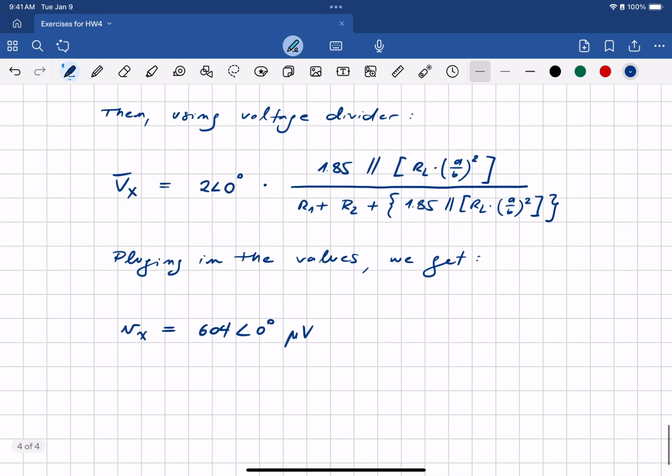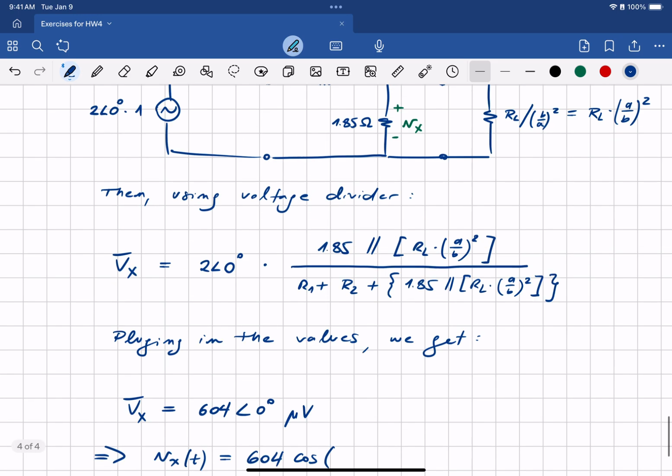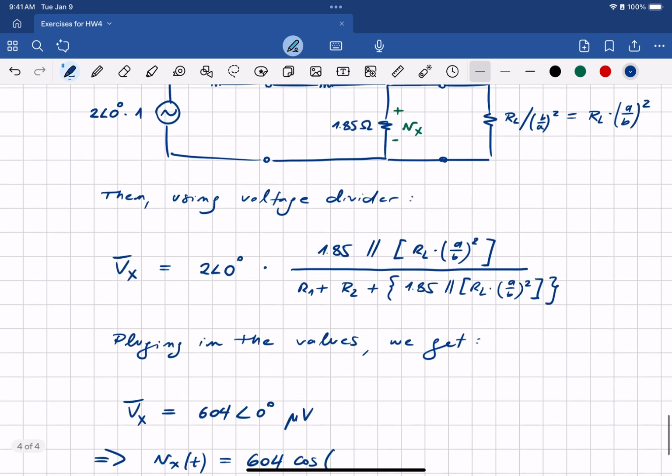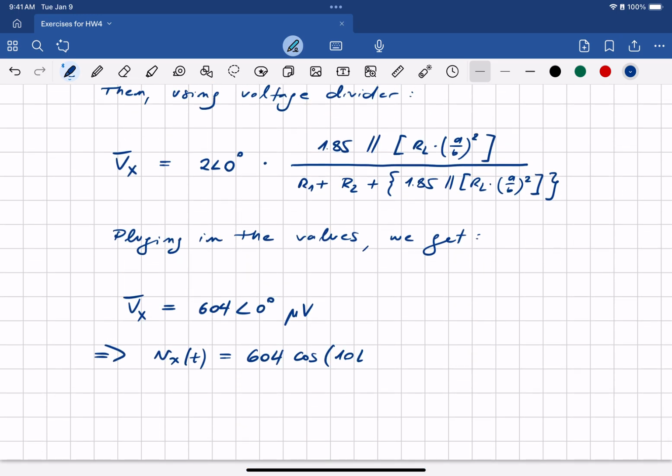We're using phasors, so that's the proper notation, which in the time domain would be Vx of t, which in this case is 604 cosine of the source. The source frequency is 10, so 10t plus 0 degrees, microvolts. So that would be the solution in this case.